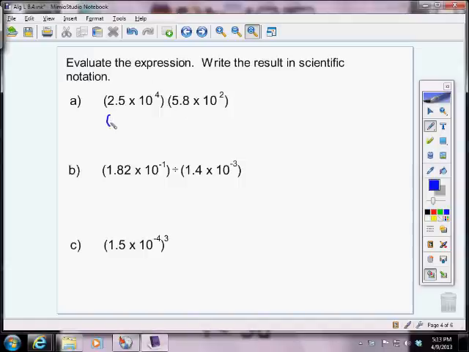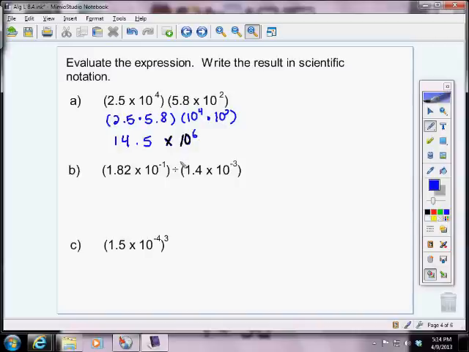I want to multiply my 2.5 times my 5.8, and then I can multiply my 10 to the fourth times my 10 to the second. So if you just go 2.5, again, it's all multiplication, we just change the order, times 5.8, that becomes 14.5. And I'm going to go times 10, because our answer must be in scientific notation, is always times 10 raised to the, well, same base being multiplied, you add their exponents and get 6.